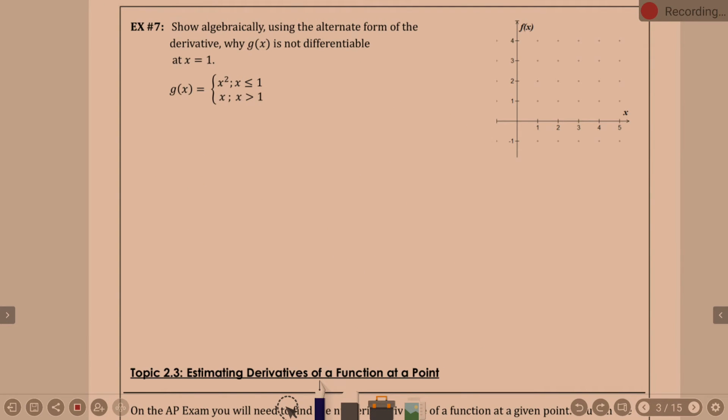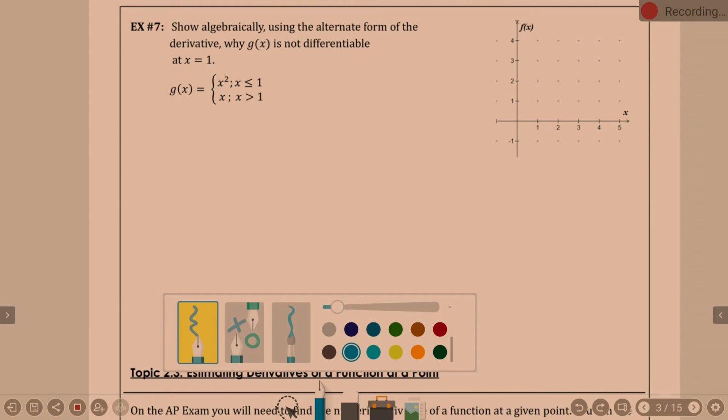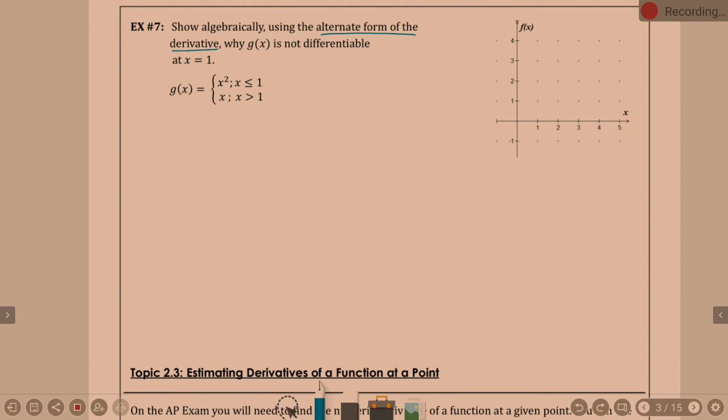7. Show algebraically, using alternate form of the derivative, why g of x is not differentiable at x equals 1. Okay, so it did specify alternate form of the derivative. We're trying to figure out why it's not differentiable, and our key value is x equals 1, yes? So I have this written in steps in my notes, but number 1, our target value that we are focused on is 1.